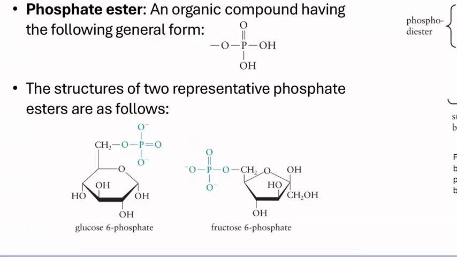Glucose 6 phosphate in metabolism is the first step in which glucose, once it enters the cell and passes through the process called glycolysis, takes on a phosphate. Then we see another representative of a sugar that has been phosphorylated: fructose 6 phosphate, and we can observe how the phosphate group has been added onto the structure.